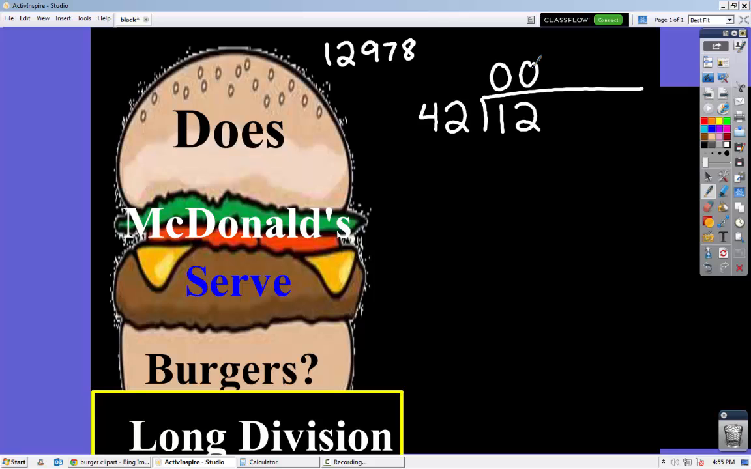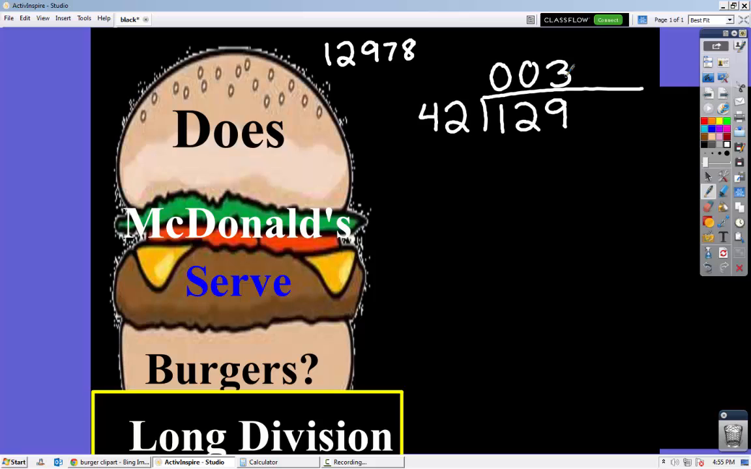And now it looks like my number is large enough that I can figure out how many times it's going to go into this number. So I'm just going to use the guess and check method for this. Well, I know this is about 40. This is about 120. So I'm just going to guess 3 because I know 3 times 4 is 12, and if I add that 0, that's going to be 120. So I'm going to do multiply next.